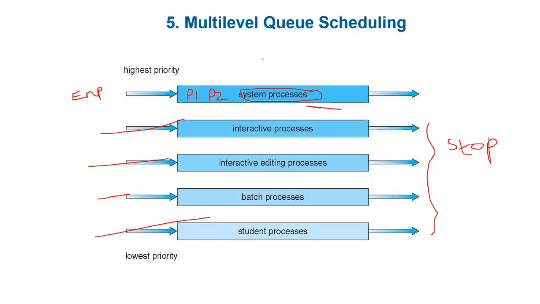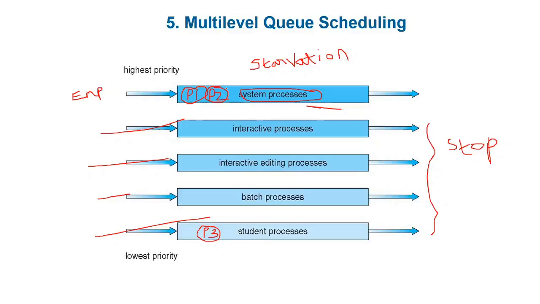Because of this, this algorithm faces a problem, that is starvation. Starvation means the processes are waiting for a long period of time in the lower priority queue. Now suppose processes P1 and P2 are in the system processes, and process P3 is in the student process. After the execution of processes P1 and P2, P3 will get the chance for execution.